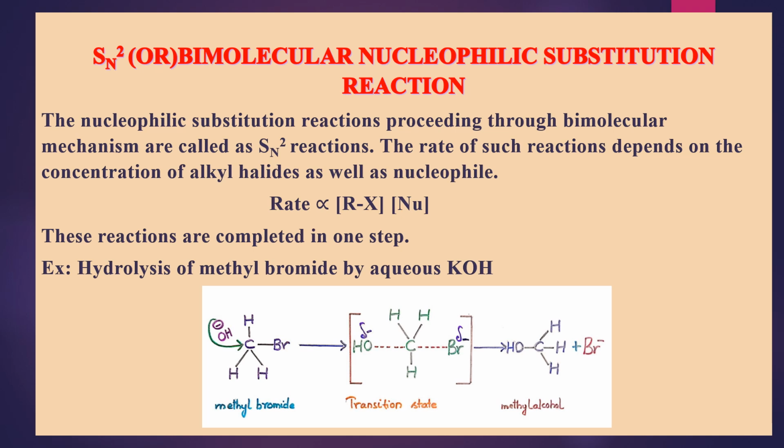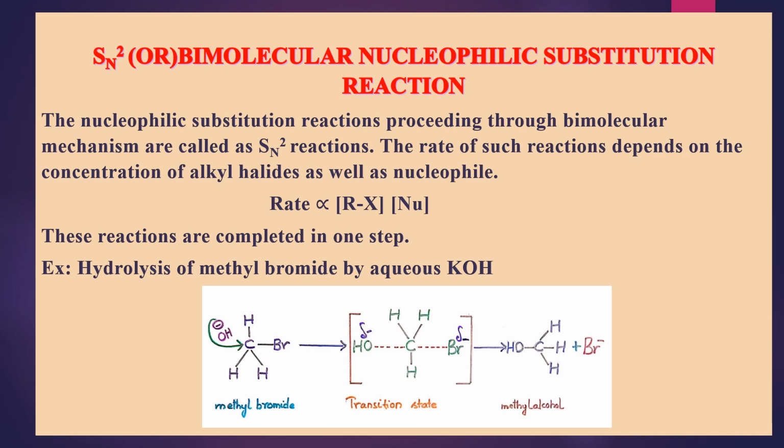The rate of these reactions depends on the concentration of alkyl halides as well as the nucleophile. In SN1 reactions, we have seen the rate depends on the concentration of only the alkyl halide. But here the rate of SN2 reactions depends on the concentrations of both alkyl halide and nucleophile. Below I have written: rate is proportional to the concentration of RX, that is alkyl halide, and the concentration of nucleophile. And these reactions are completed in just one step.